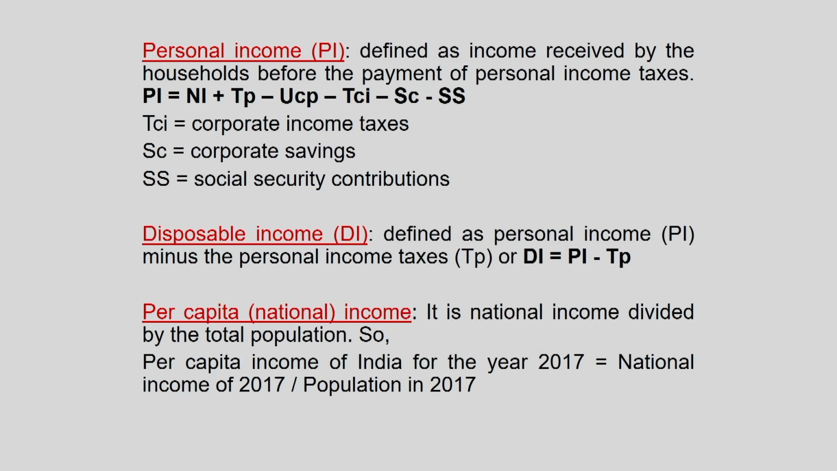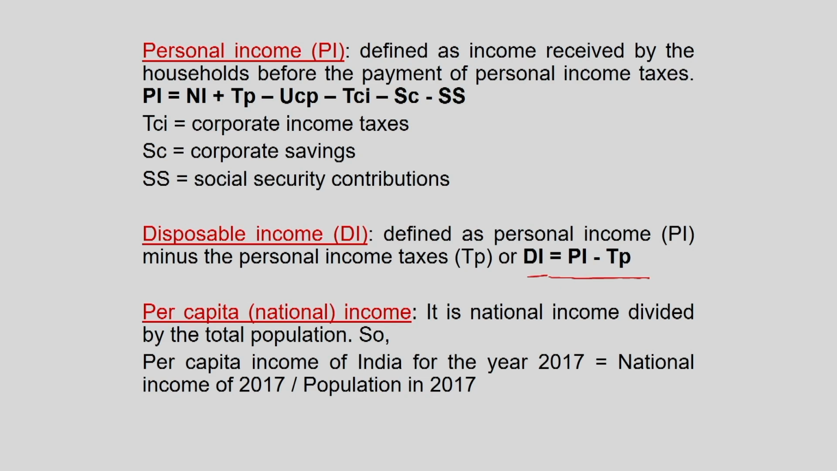Relatedly, an important concept is disposable income, which simply put means what gets into the hands of the public for consumption and savings. So it is personal income minus personal income taxes. DI stands for disposable income, which is personal income minus personal income taxes.